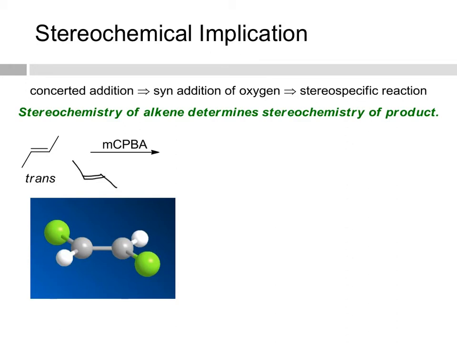We can have a 50-50 chance of MCPBA attacking from the top or attacking from the bottom. Let's first draw what happens if it attacks from the top. In that case, we've made our epoxide on the top, and we've got the hydrogens on opposite sides. This hydrogen is coming out at us. The hydrogen is still going to be coming out at us here.